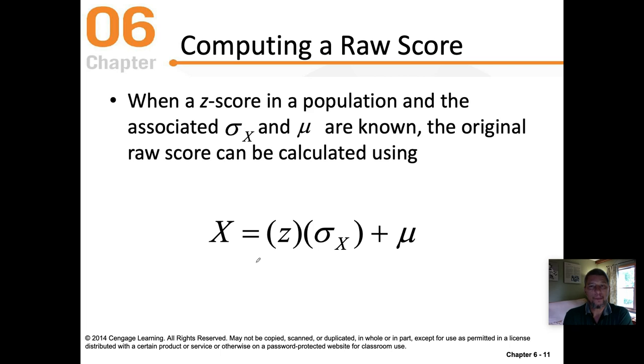Finally, when you want to compute a raw score from a population data set, you would use the formula that's shown here. Again, same formula. So when a z-score in a population and the associated standard deviation and mean of the population are known, the original raw score can be calculated using the formula x equals the z-score times the standard deviation of the population plus the mean of the population.